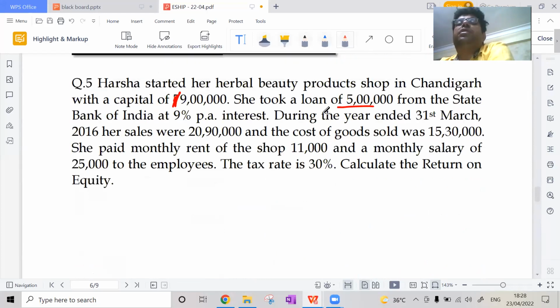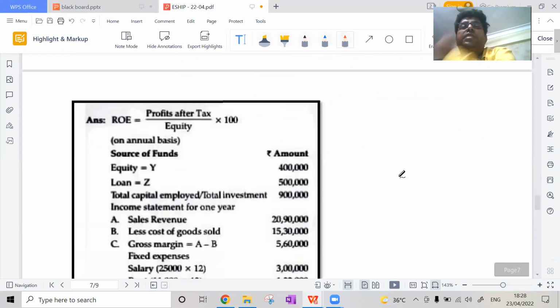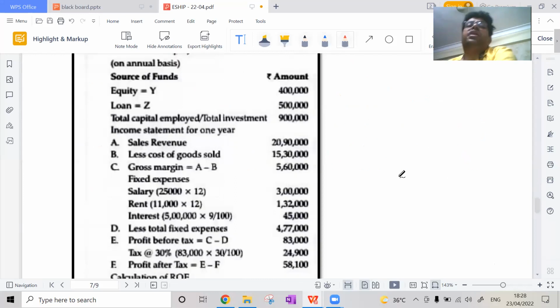There was a misprint on that. I will be correcting. So here she took a loan of 5 lakh from Bank of India at a 9% interest. During the year, it has been given that the sales are 20 lakh 90,000. COGS is 15 lakh 30,000. She paid a monthly rent of 11,000 and a monthly salary of 25,000. So why is this information given? So that I can prepare an income statement. Many a times, what happens? The income statement has to be prepared and it has to be guided. So the income statement is being prepared here, first of all, with the help of given information.